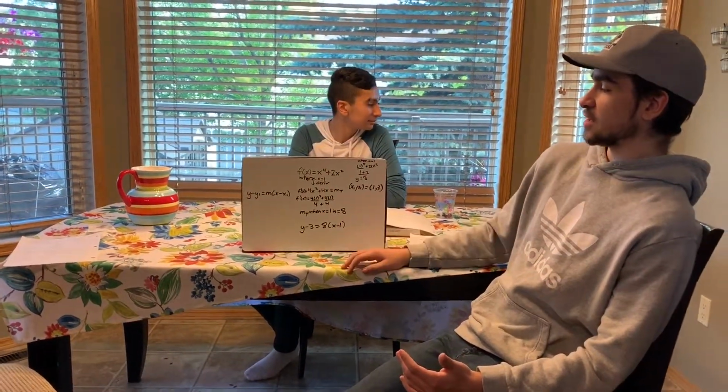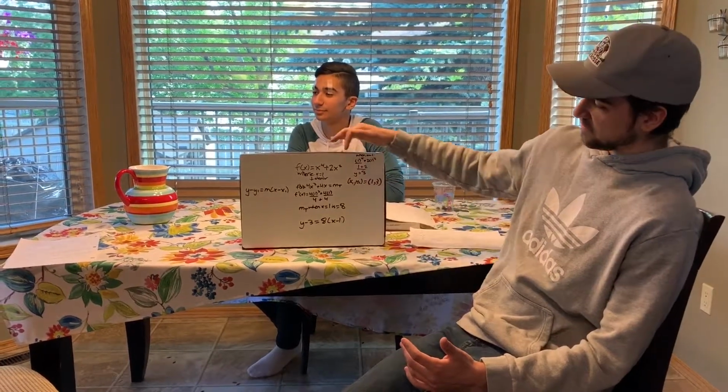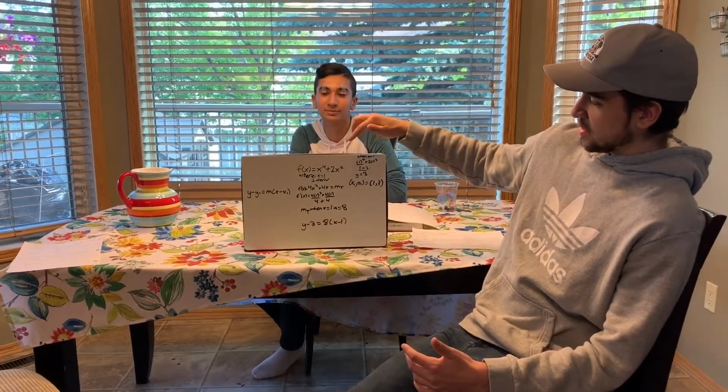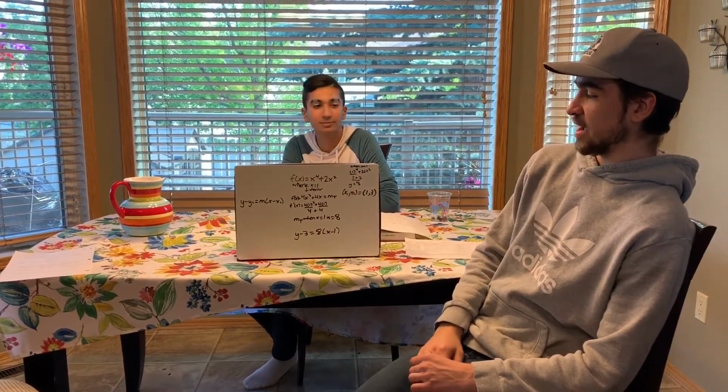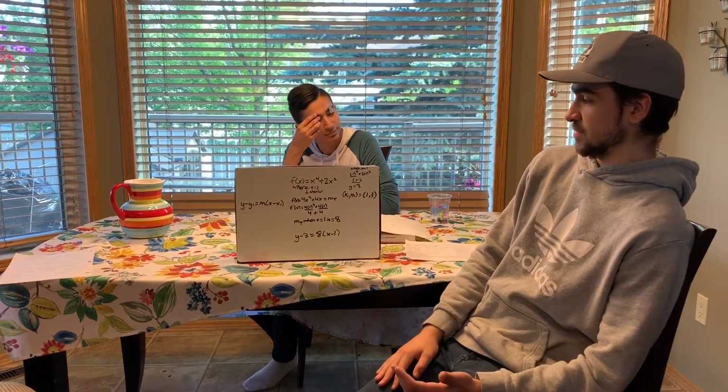Next, we're going to use the power law to get the derivative of our original equation, and it will end up being 4x cubed plus 4x equals m t.